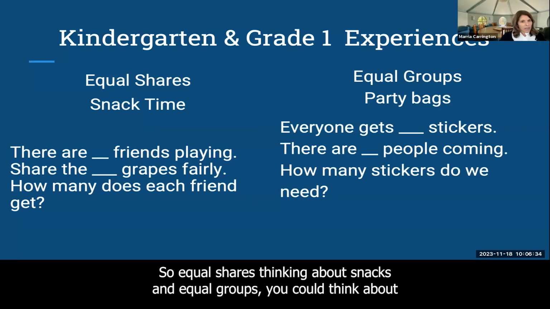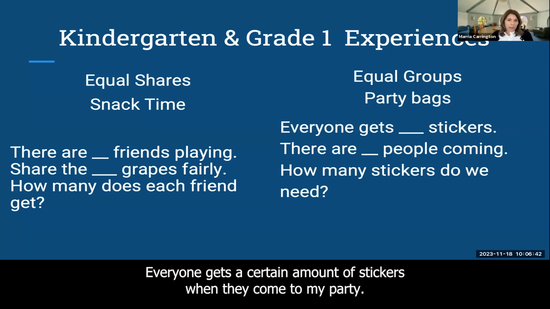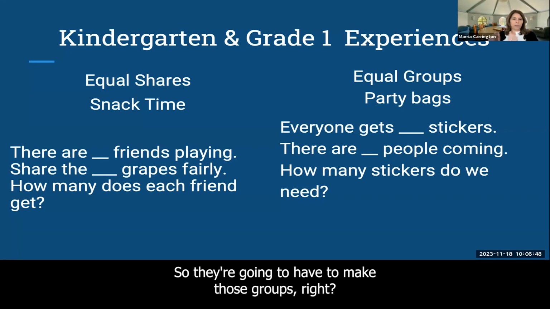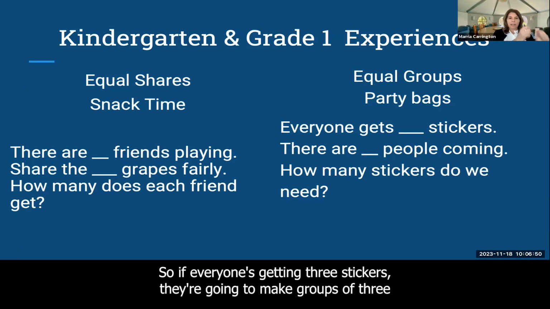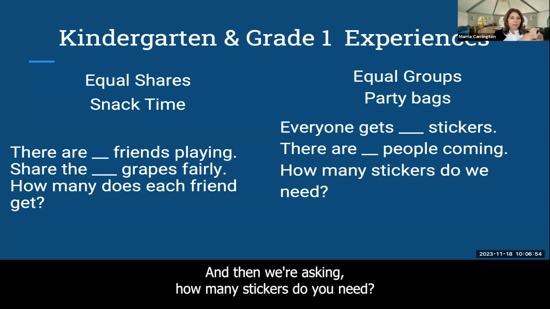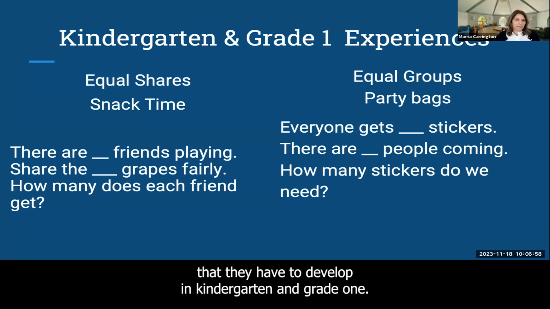So equal shares, thinking about snacks, and equal groups, you could think about party bags and stickers. And again, tweak those numbers. Everyone gets a certain amount of stickers when they come to my party. We have 8 people coming. How many stickers do we need? Right. So they're going to have to make those groups. Right. So if everyone's getting 3 stickers, they're going to make groups of 3 for 8 people. And then we're asking how many stickers do you need? So then they're counting all of those. So we're working on a lot of skills that they have to develop in kindergarten and grade 1.